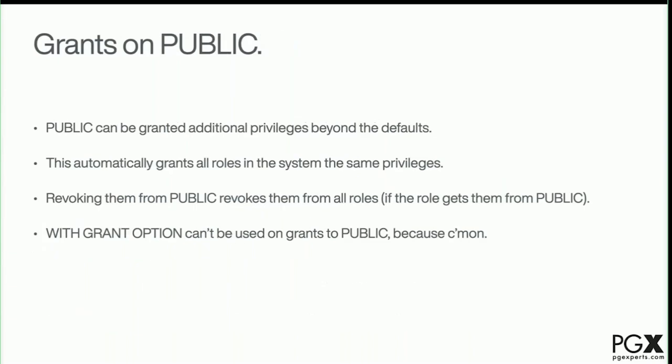So you can grant extra stuff to public if you want. If you grant a privilege to public, every role in the system automatically has it with no further operation required. And if you revoke it from public, it revokes it from all roles if the role gets it from public. If the role gets it from somewhere else, then it'll still keep that privilege. And you can't grant a role to public with grant option because, well, first of all, you could really cause some interesting situations that way, but also every role is getting it anyway. So what would grant option mean in that case?